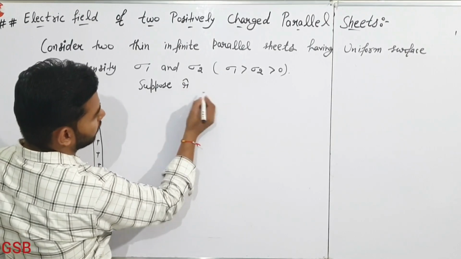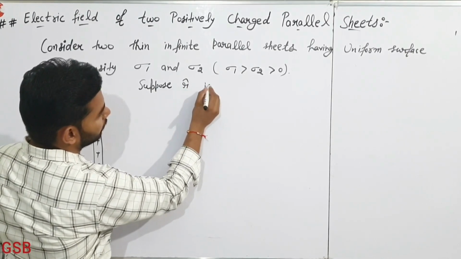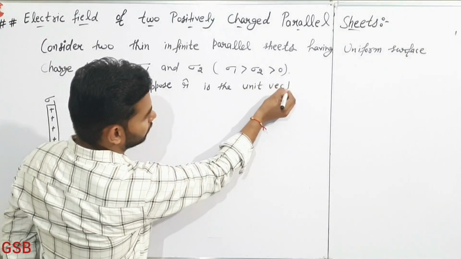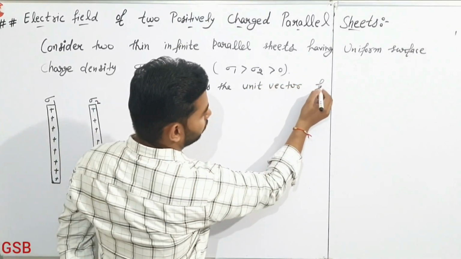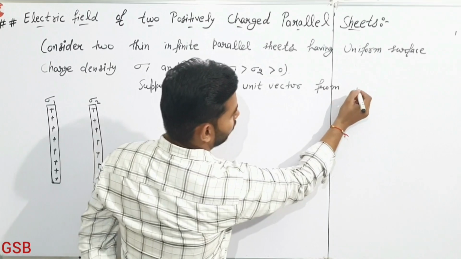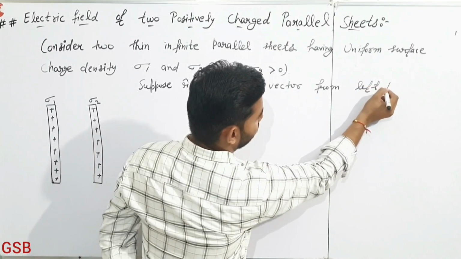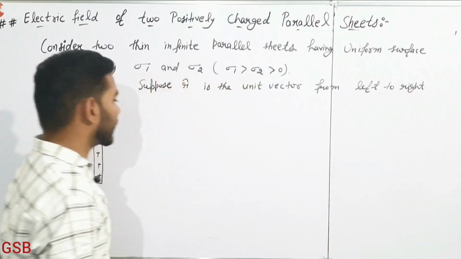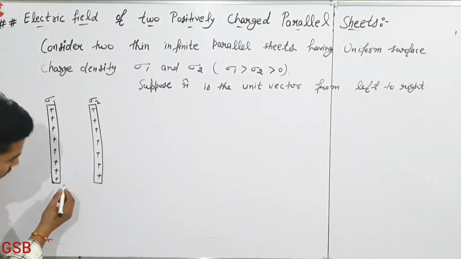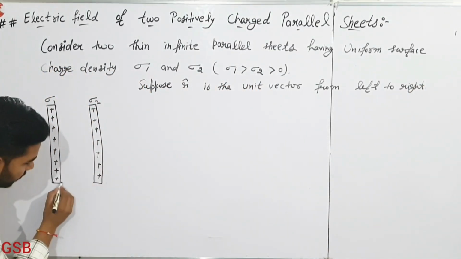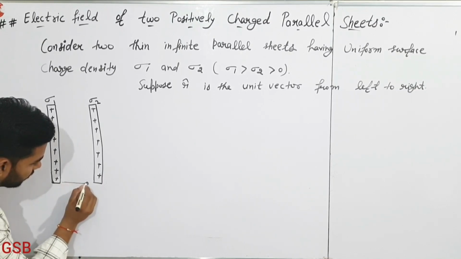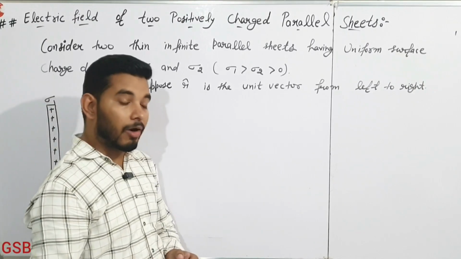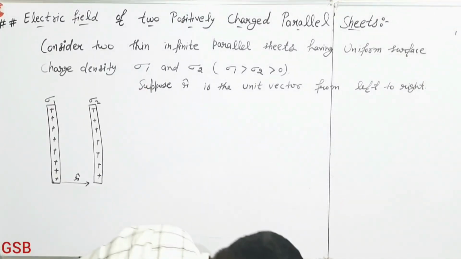r1 vector is the unit vector from left to right. लेफ्ट टू राइट को रिप्रेजेंट कर रहा है r1 वेक्टर. यहां पे इसको भी शो कर देता हूं. ये लेफ्ट होगा, ये राइट. इस तरफ हम शो करते हैं r unit vector.